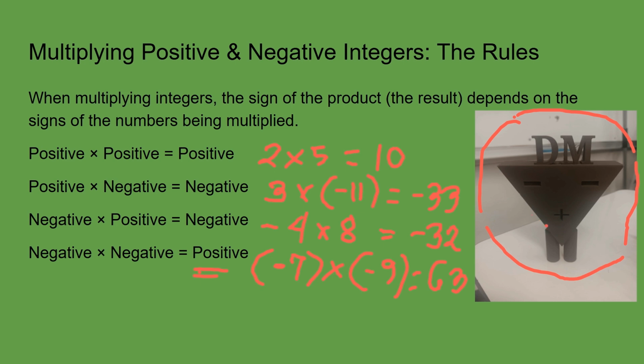You may use your two fingers to cover up the signs of the integers in the problem. The sign left uncovered is the answer's sign. For the first one, we have positive positive, which is already understood. We can use this if we have, let's say, positive times negative.